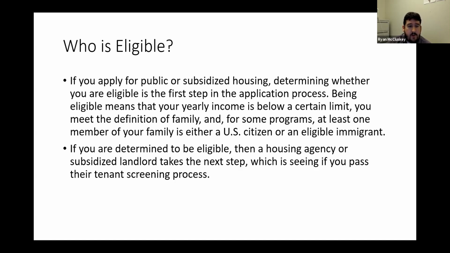The million-dollar question: who's eligible? If you apply for public or subsidized housing, determining whether you're eligible is the first step in the application process. Being eligible really means that your yearly income is below a certain limit. And I should clarify that they go based on your gross income and not your net income. For some programs, at least one member of your family has to be a U.S. citizen or have eligible immigration status. If you're determined to be eligible, then a housing agency or subsidized landlord takes next steps, meaning you have to pass their tenant screening process.